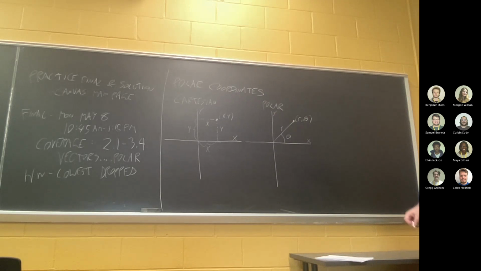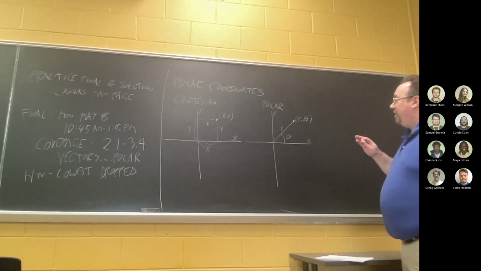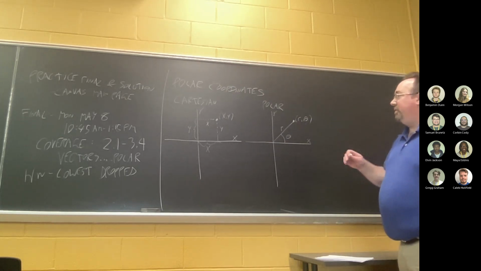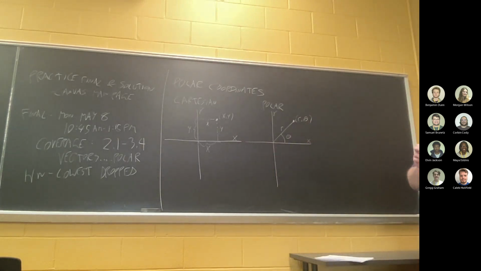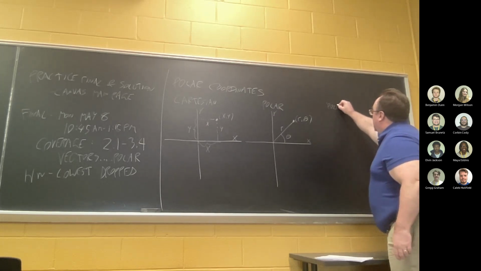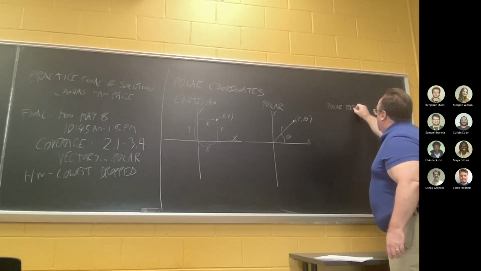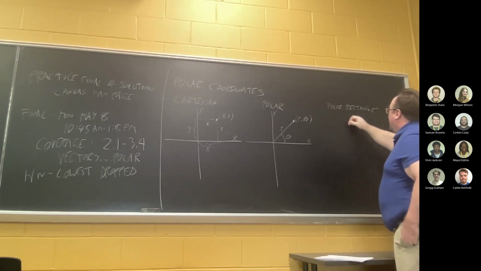So this leads to what's called a polar rectangle. If I consider x values and y values that are both between two fixed values, like an interval in x along with an interval in y, that would define a rectangle. A polar rectangle is defined in a similar way, but it's definitely not a rectangle.